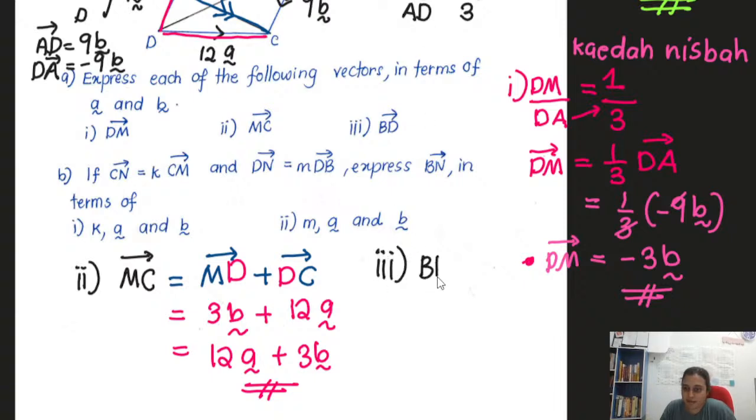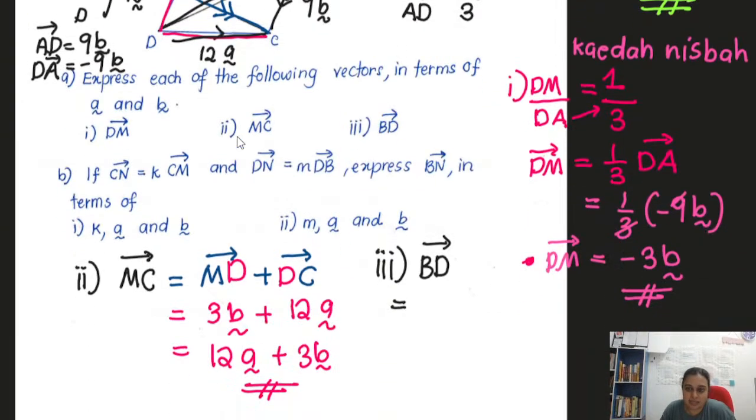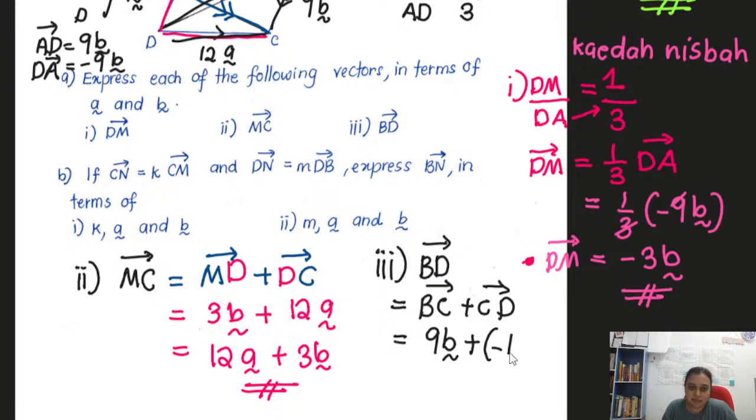Okay, the last one, we want to find BD. We use the connecting point also. B to D, here. So I'm going to use BC plus CD. BC is 9B. CD is reversed, so it's negative 12A. Therefore, write the A in front and the B at the back. We get it already. This one was very easy also.